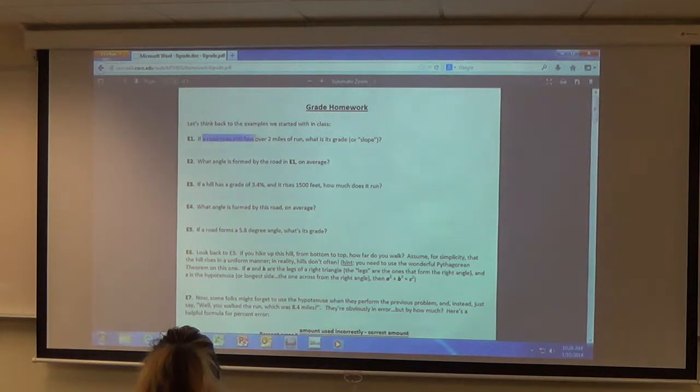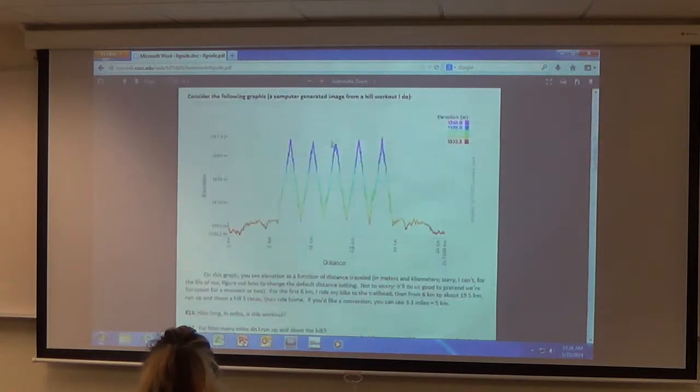If a road rises 200 feet over 2 miles of run, what's its grade? From the very, very basic, like that, to the slightly more complex, like this. This is a hill workout I do on Aubrey Butte. So it's all grade though. It's related to Katie's question about Burma Road. It's very, very similar to that.